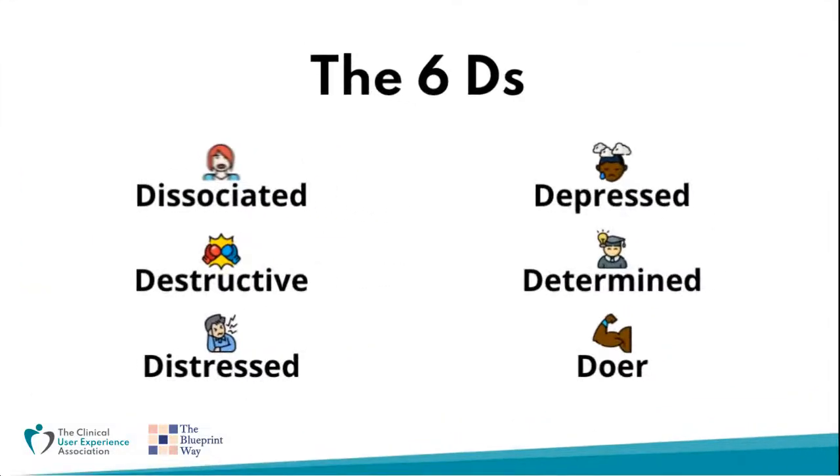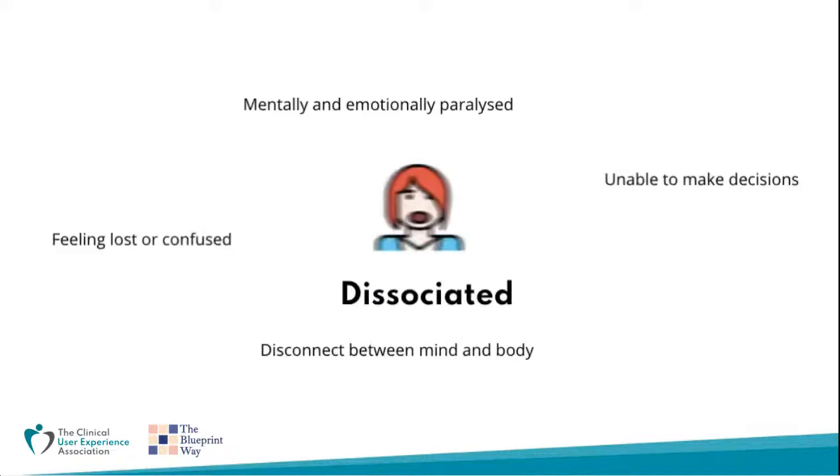And so the 6 Ds are feeling dissociated, feeling destructive, distressed, depressed, determined, and also feeling very much like a doer. And I'll go into them in a little bit more detail now. So the first one is, you might feel quite dissociated, thinking about COVID-19, thinking about all the other trauma that is happening in this season and that has happened this year.